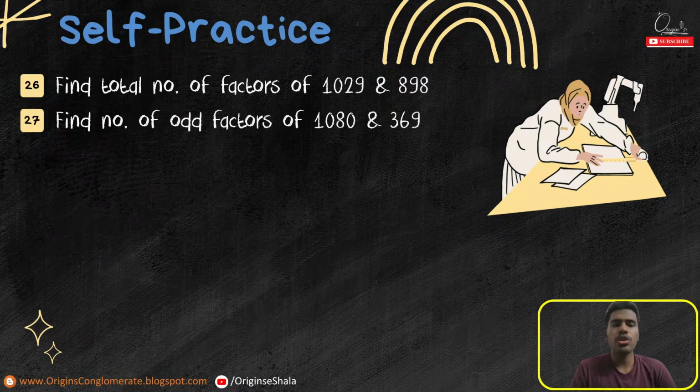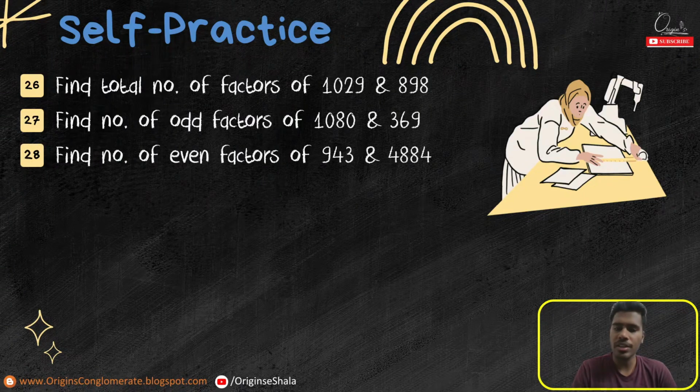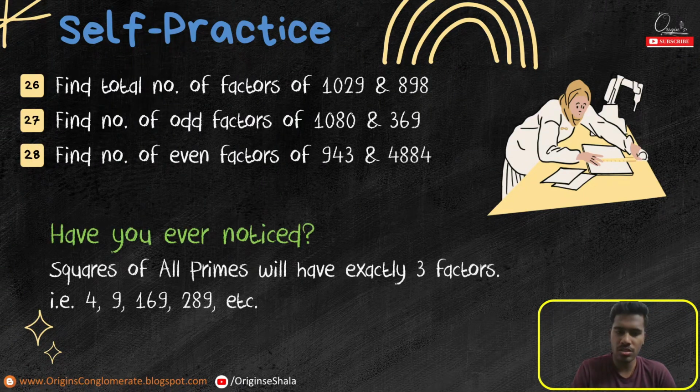So let's go ahead. You need to find TNF of these two numbers, the total number of odd factors as well as the total number of even factors for them. So in total there are 6 questions. And before you start, just a heads up that if you ever notice a square of a prime number, like 2 into 2, 3 into 3, all of them will have exactly 3 factors. Nothing more, nothing less. That is a fact. So if you ever encounter such a number, you can directly write 3. No need to do prime factorization.